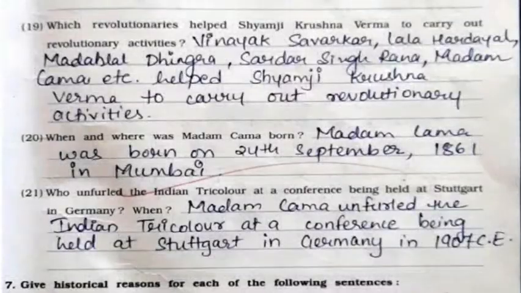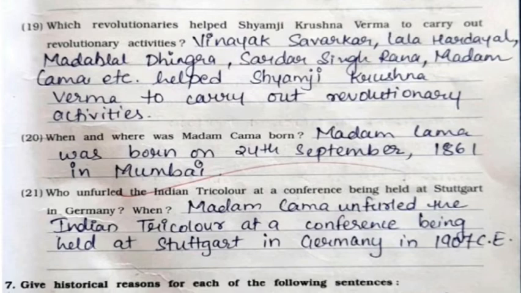19th one, which revolutionaries helped Shyamji Krishna Varma to carry out revolutionary activities? Vinayak Savarkar, Lala Hardayal, Madanlal Dhingra, Sardar Singh Rana, Madam Kama, etc. helped Shyamji Krishna Varma to carry out revolutionary activities. 20th one, when and where was Madam Kama born? Madam Kama was born on 24th September 1861 in Mumbai.